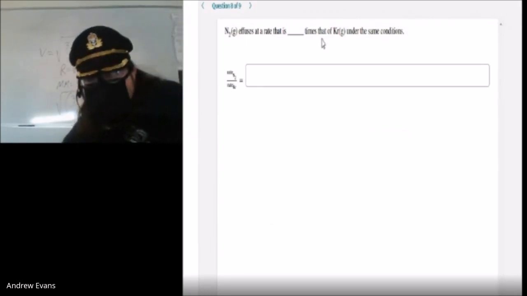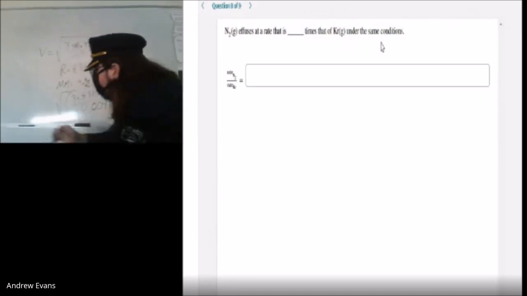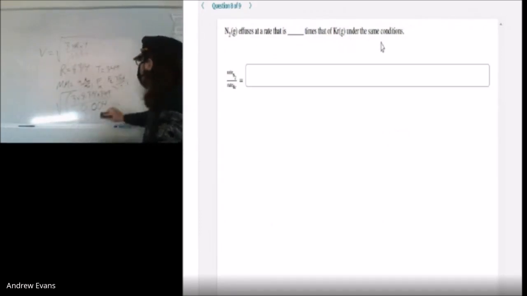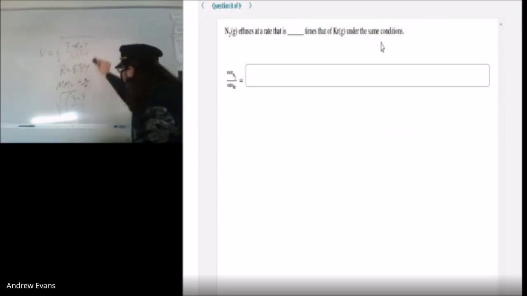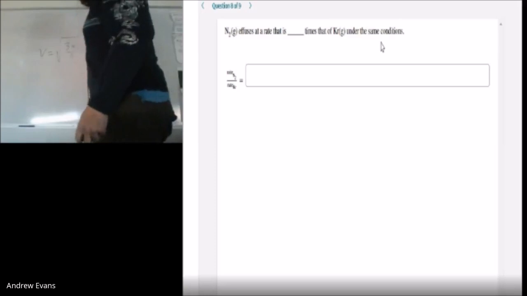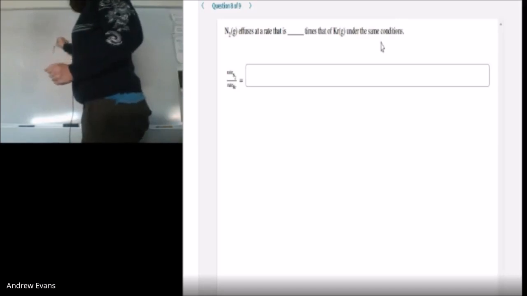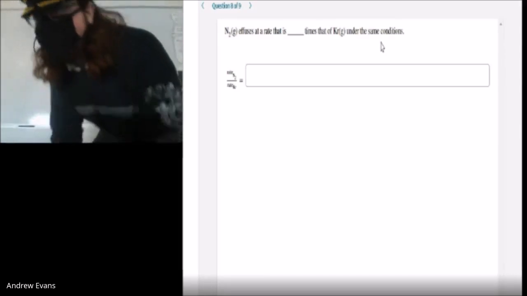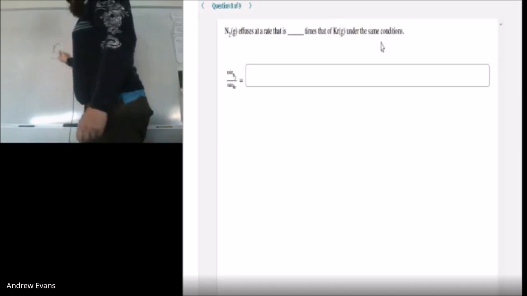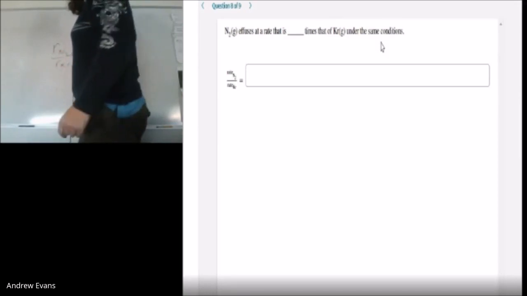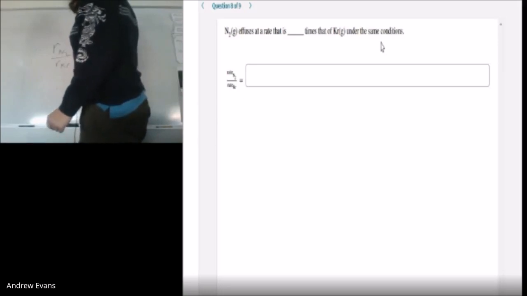This one is a much easier problem. Nitrogen effuses at a rate that is blank times that of krypton under the same conditions. So the effusion is just a modification of that root mean square speed. It's way easier. So the rate of nitrogen versus the rate of krypton is going to be equal to the square root, the molar mass of krypton on top, divided by the molar mass of nitrogen on bottom.